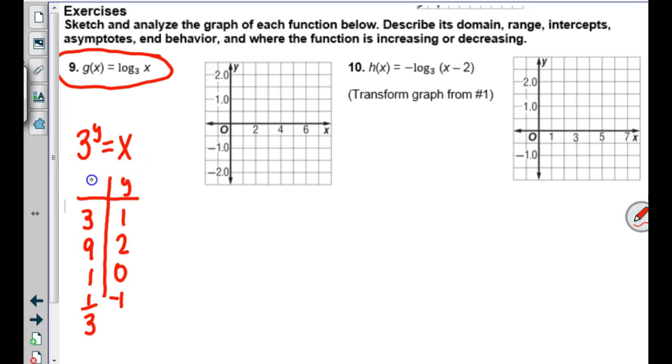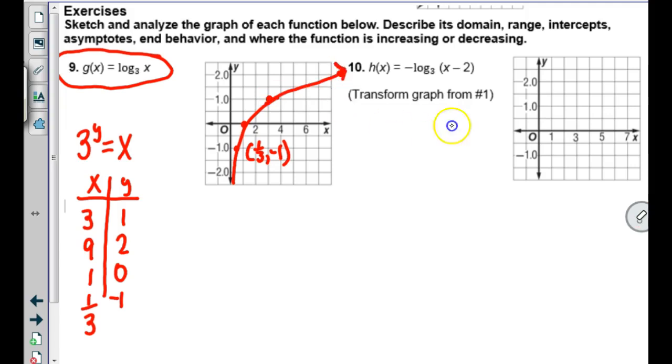Okay, so now we're graphing them as xy. So we have 3, 1, 1, 0, 1/3, -1. So this ordered pair down here is 1/3, -1. The graph looks like this. If you went out to 9, just off the end, you'd be up to 2, which is actually up here. It's counting by a weird scale.